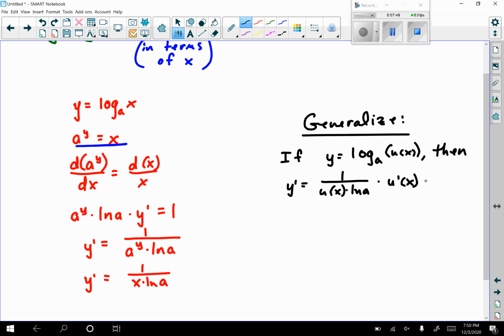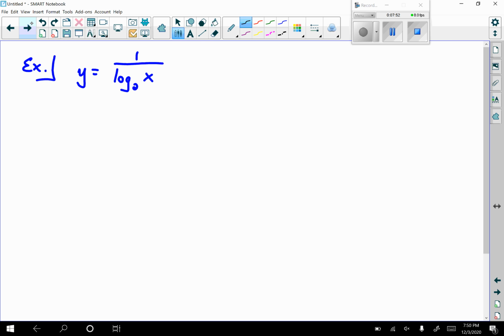All right, so let's go ahead and take a look at an example. Here's what y is equal to. Let's go ahead and find y prime. Now my suggestion to you here is to rewrite this as log base 2 of x raised to the negative first power, so it's no longer a fraction. Pause the video, go ahead and find y prime. So if you still need more time, pause the video again.